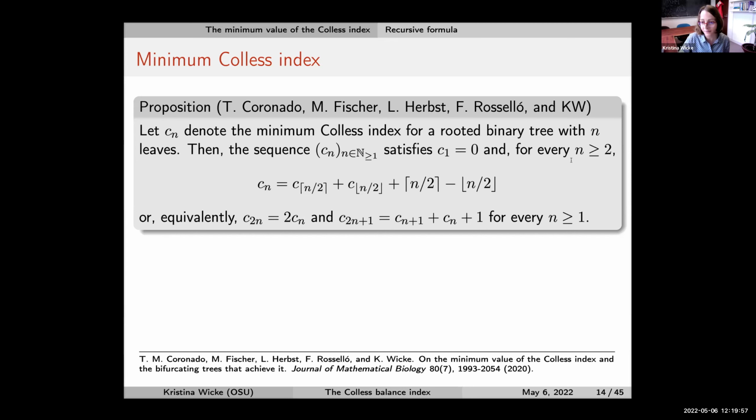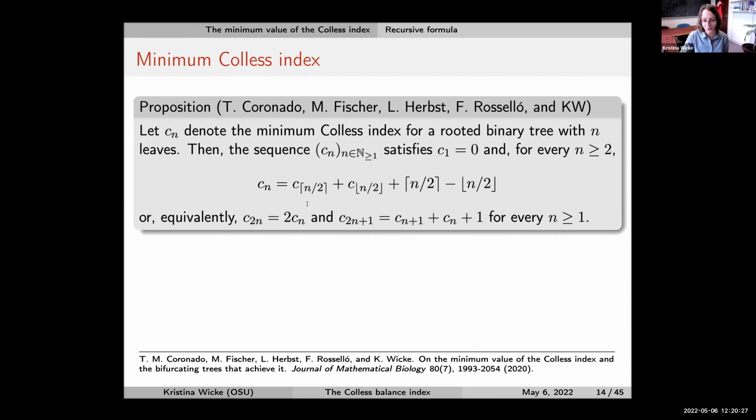And for every n at least 2, we get this recursion. So we have that Cn is C of the ceiling of n over 2 plus C of the floor of n over 2, and then we add the difference in leaf numbers, ceiling minus floor. Or in other words, C of 2n is 2 times Cn, and C of 2n plus 1 is C of n plus 1 plus Cn plus 1. Okay, so this gives a recursion to calculate the minimum Colless index.